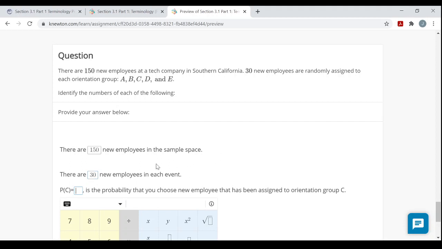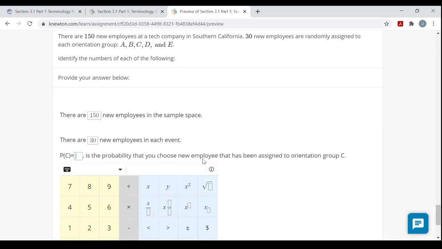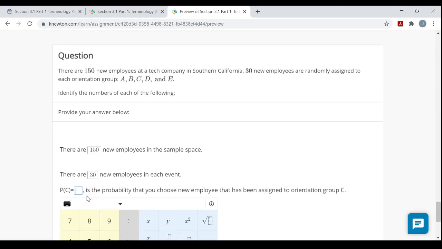And so the probability of being in, say, group C. This is the probability that you choose a new employee that has been assigned to orientation group C. Well, the numerator would be how many employees are in group C, so 30 out of, and then how many employees are there total? What's the sample space, total possible outcomes. Now you could write this, and I don't know if it'll take it this way. I'm not going to try, because I'm going to suggest to you that you reduce your fractions. 30 out of 150 is totally fine for the probability of picking an employee from group C.